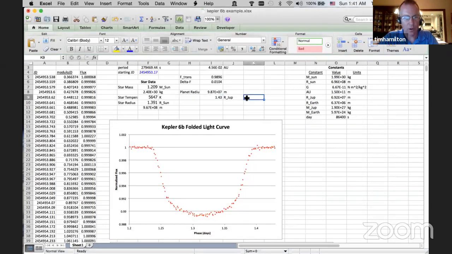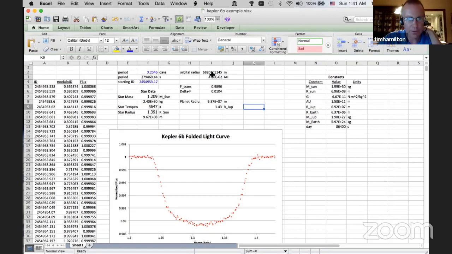There we go. 1.43 times the radius of Jupiter. So the reason this is called a hot Jupiter is because it's very close in. We'll get to the temperature in a moment. And it's very big. It's comparable in size to Jupiter.